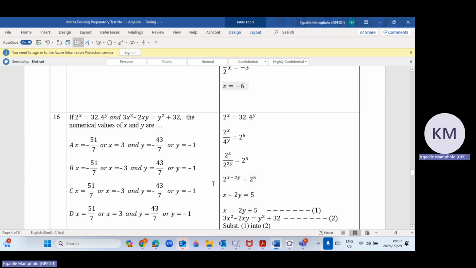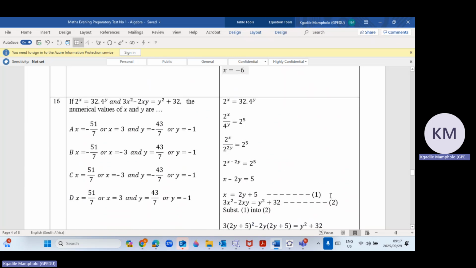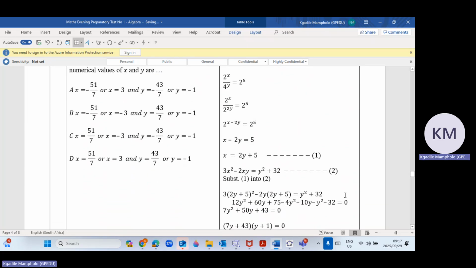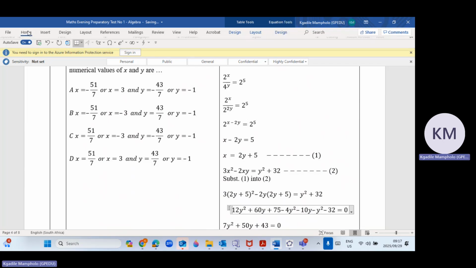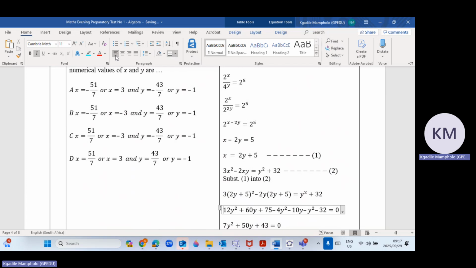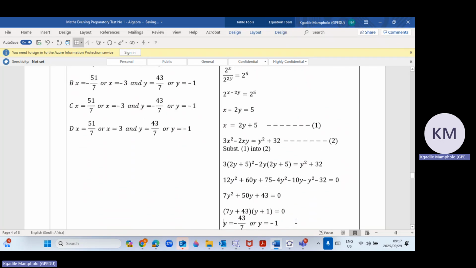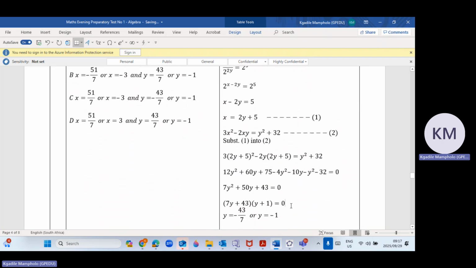The bases are the same. Then you drop the exponents. Then this will change to a linear form. Then x will be 2y plus 5. Then you substitute 1 into 2. You get the answer. You simplify. Then you write your equation in standard form. You can either factorize directly, or you can use the quadratic formula as I've shown you in the previous questions.